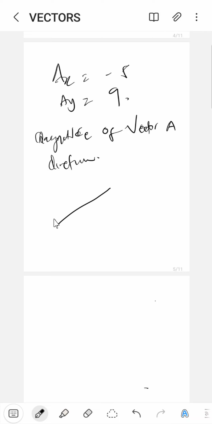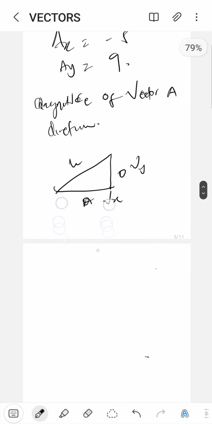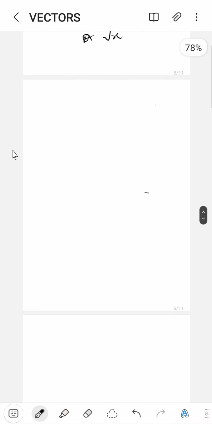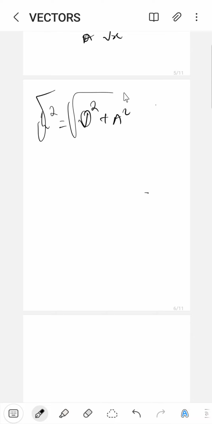Like we said, these formulas were coming from a trigonometrical function where you have hypotenuse, adjacent, and opposite, right? This is Vy, Vx. And from this, we know that to find the hypotenuse, which is the magnitude of the vector, you say hypotenuse squared is equal to opposite squared plus adjacent squared, right? Square root. So hypotenuse will be the square root of opposite squared plus adjacent squared.